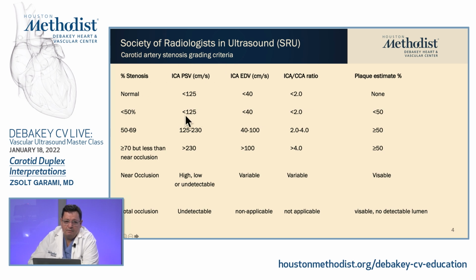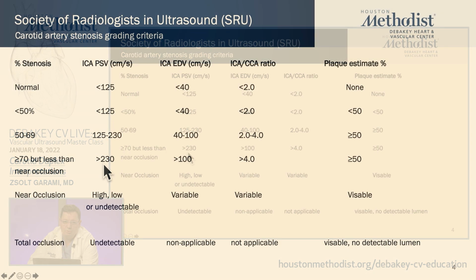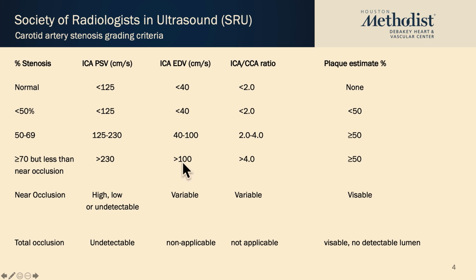Basically, the 50% stenosis needs to have at least 125 peak systolic velocity, at least 40 end-diastolic velocity, and a ratio over 2. When we reach the 70% stenosis, we are jumping to 230 and diastolic 100, or the ratio of 4. So those are the 2 numbers I want you guys to kind of remember, recall. Those are the 2 ranges, and we'll try to fit everything in.